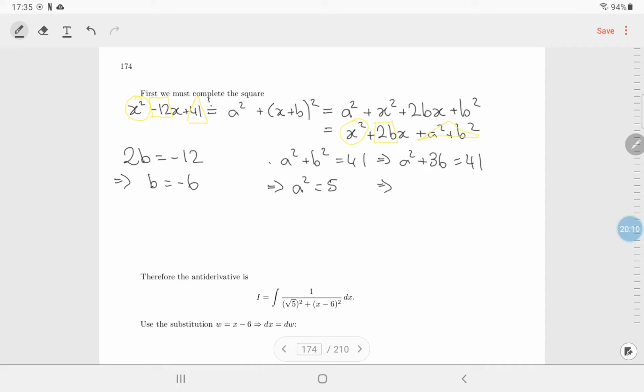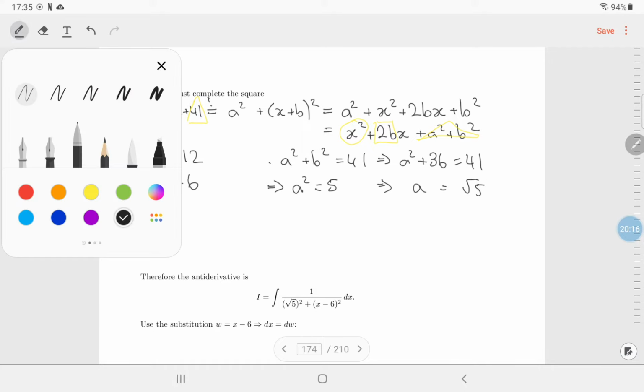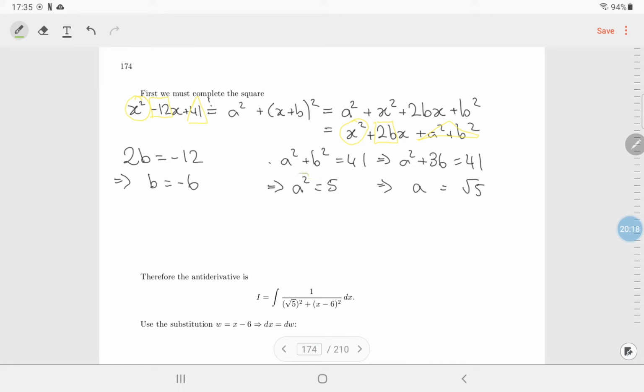And then take the square root of both sides. So a is equal to the square root of 5. Now once again we have the issue. Technically there are two solutions to this algebra problem, plus or minus, but you only need the minus one. So we can rewrite x squared minus 12x plus 41 as the square root of 5 squared, plus x plus b, x plus minus b, which is the same as minus 6 squared.